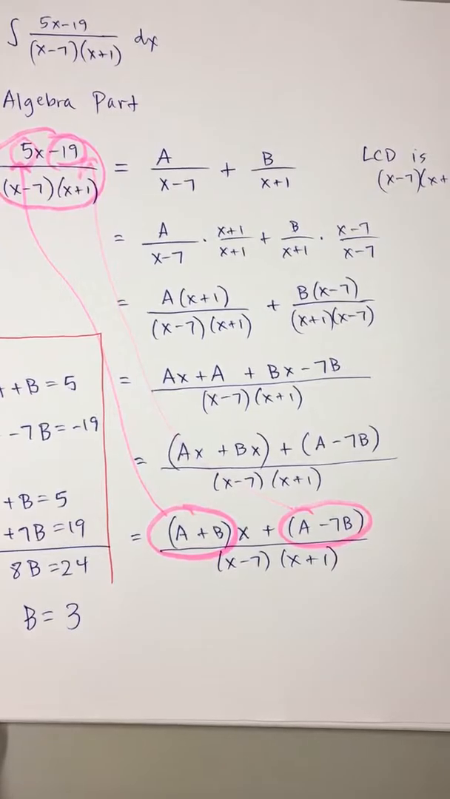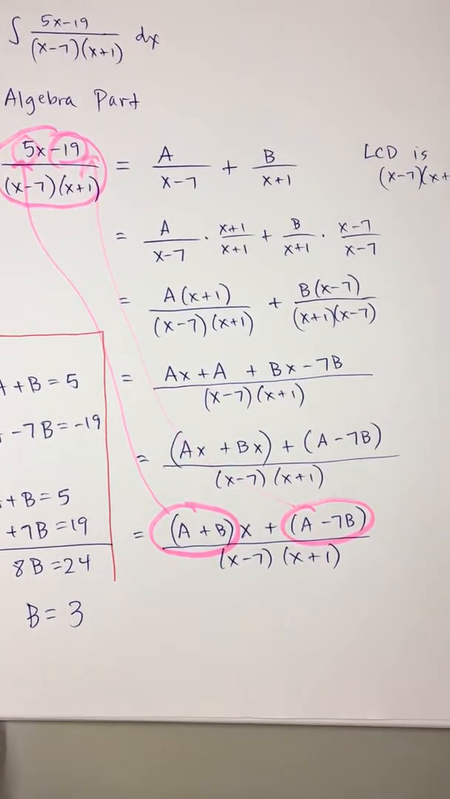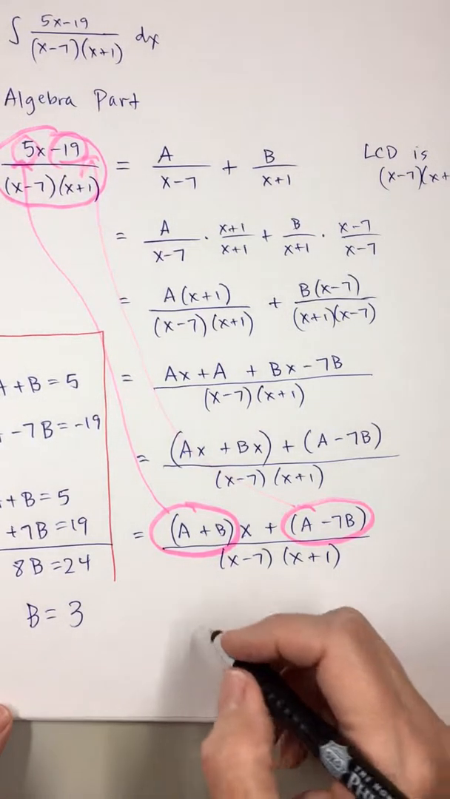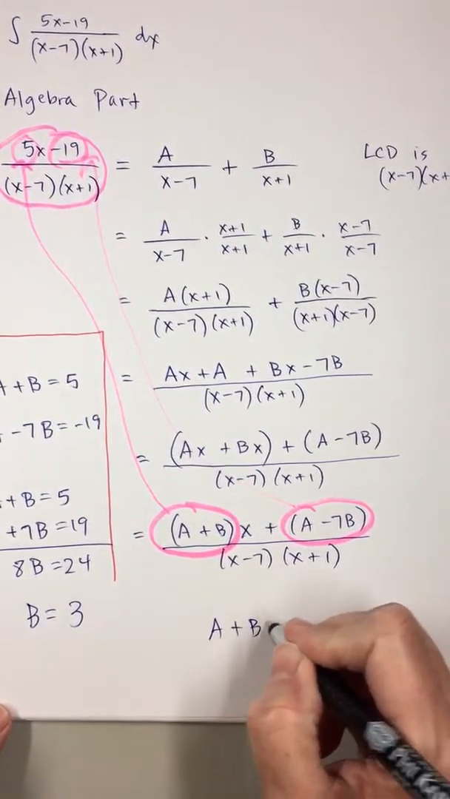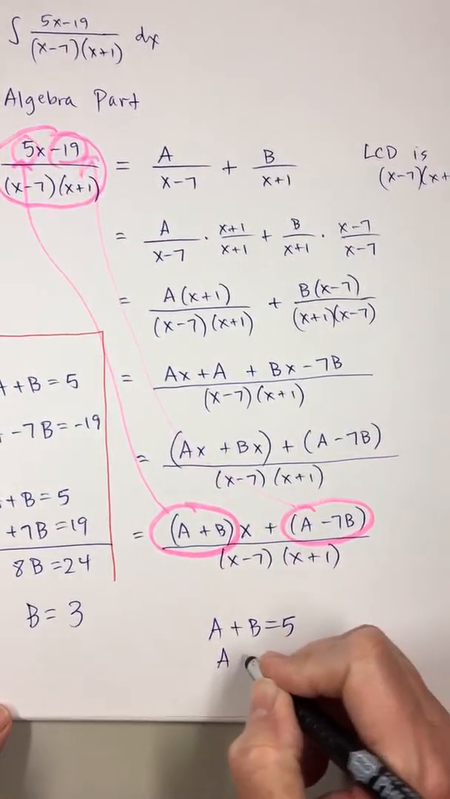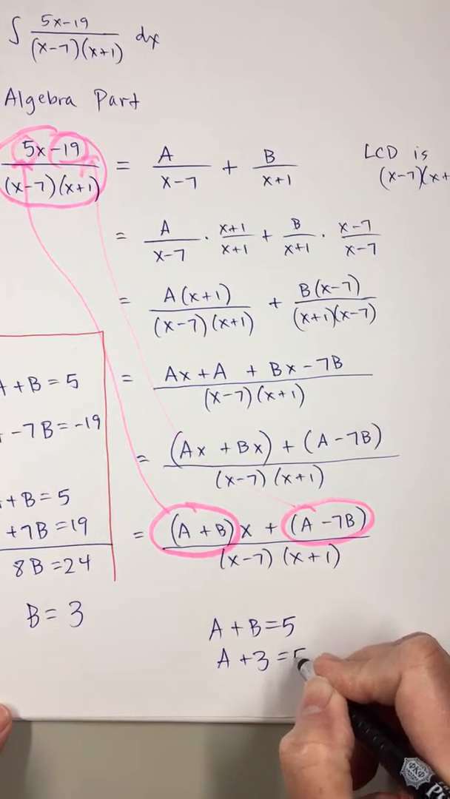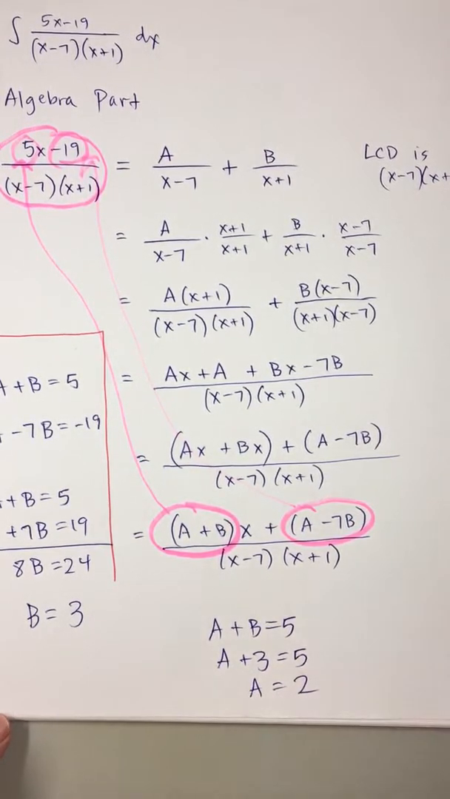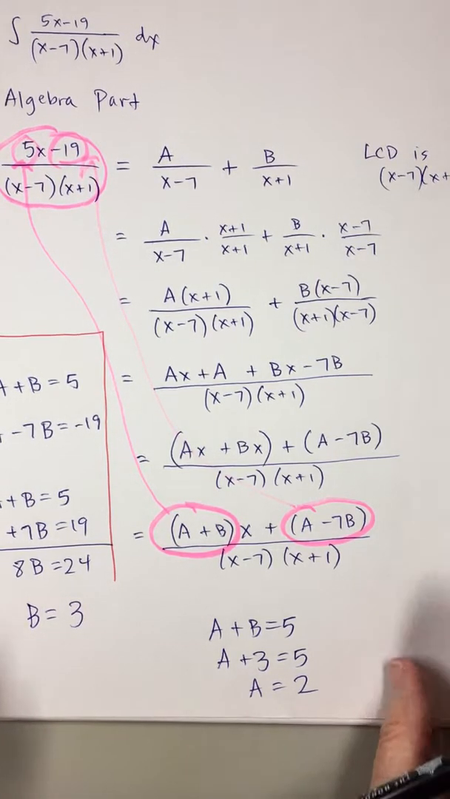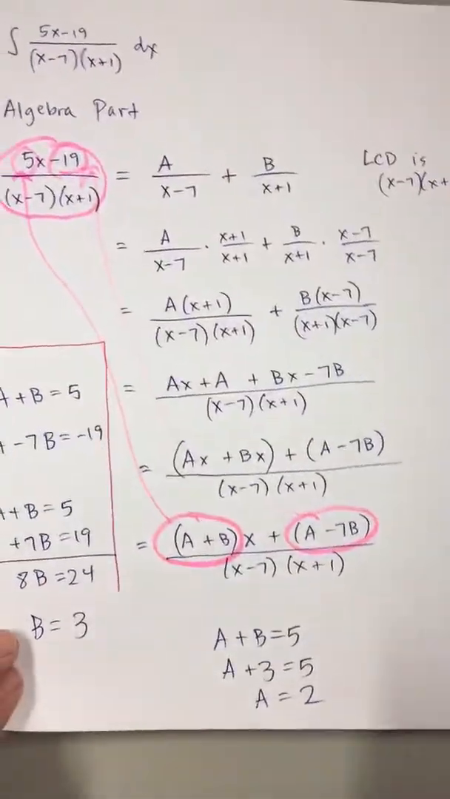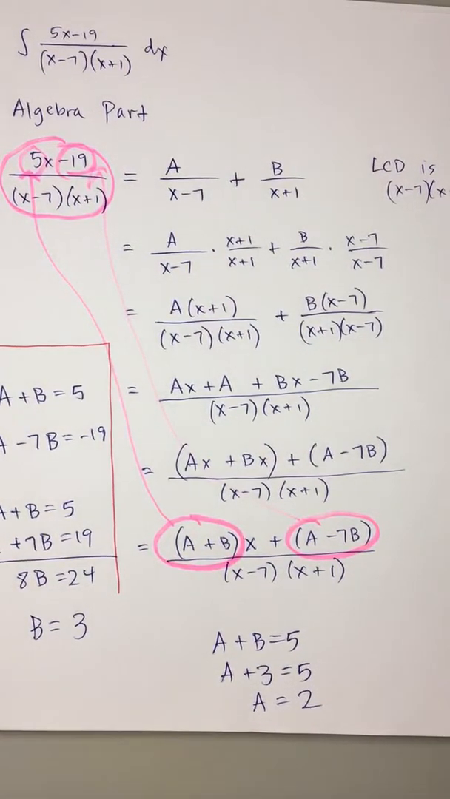And then to find a, I can substitute into either equation. Well, I have a plus b equals 5. So a plus 3 equals 5, and a equals 2. Now I'm ready to go back to the integral problem. I'm going to go back to the original right here.